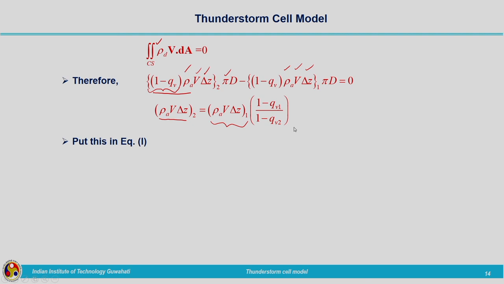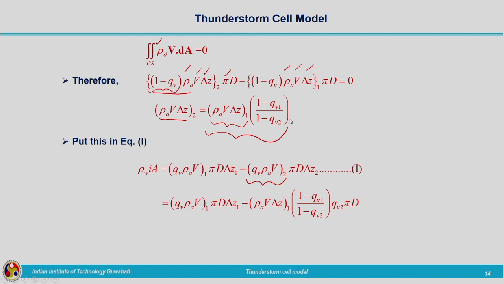That we will substitute in equation 1. Equation 1 we derived earlier considering both the dry air and the moist air, the inflow region and the outflow region. So this is our equation. Here, corresponding to the term qv rho a v delta z 2, we will substitute this entire expression, so that when we modify the expression, we will get a simplified form.